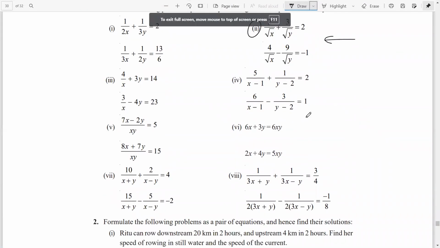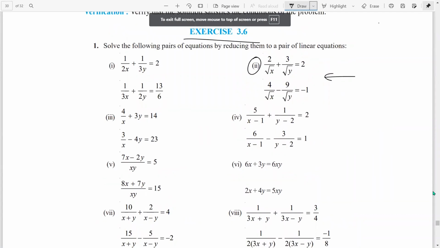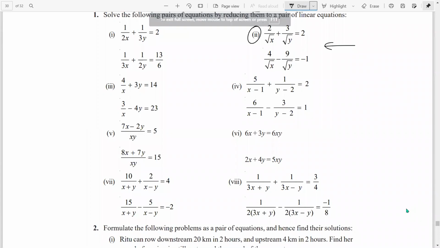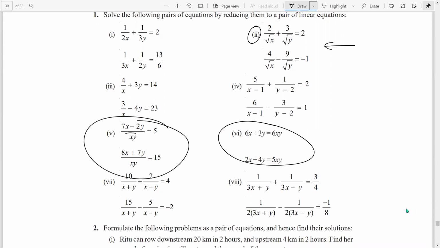Sir, the XY one. Eighth one, sir. Sixth one. Fifth one, sir. XY is there, no, sir. This one. Okay. Remember this fifth question. Eighth one also. Fifth one also has this XY.